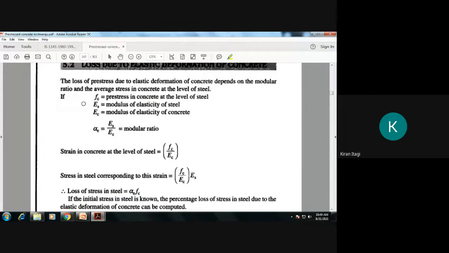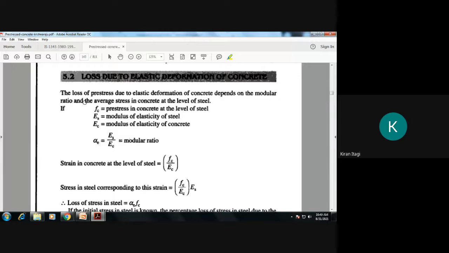So do one thing, take notes and write down the formulas. Directly we will solve the numericals. The first one is loss due to elastic deformation. The formula is alpha E equals Es upon Ec. Es is the modulus of elasticity of steel, Ec is the modulus of elasticity of concrete, and alpha E is the modular ratio. Sometimes in the question the modular ratio alpha E is given directly; if not, sometimes you have to assume it.